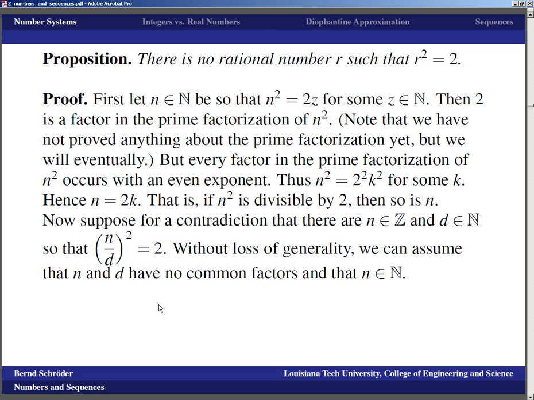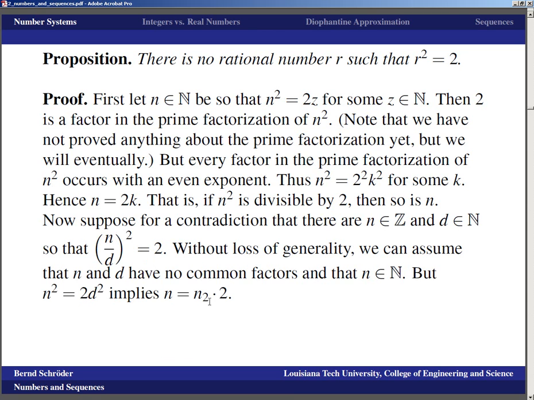Without loss of generality, we can assume that n and d have no common factors and that n is a natural number, because after all, the square erases negative signs, so it doesn't matter if we have negative signs inside the square. We also know from the way rational numbers work that we can take a fraction in what is called lowest terms, meaning numerator and denominator have no common factors. That would then mean that n squared is equal to 2d squared, right? Just multiply the d squared over.